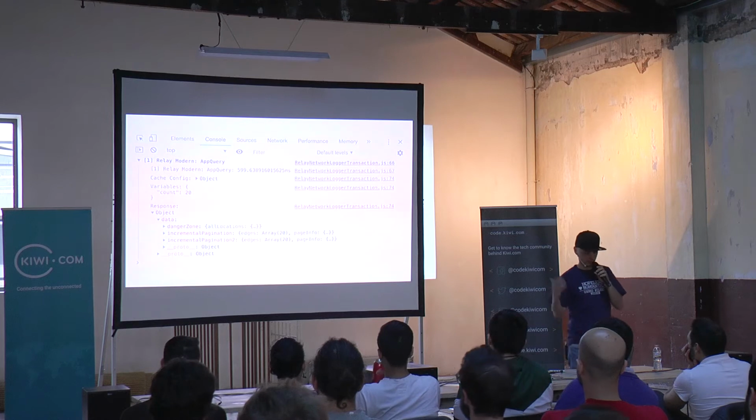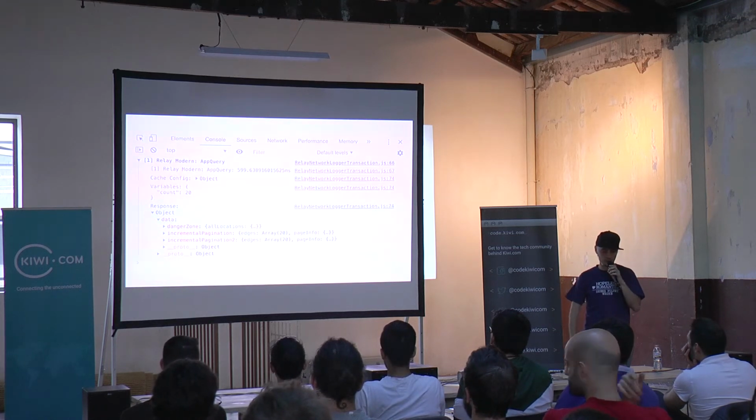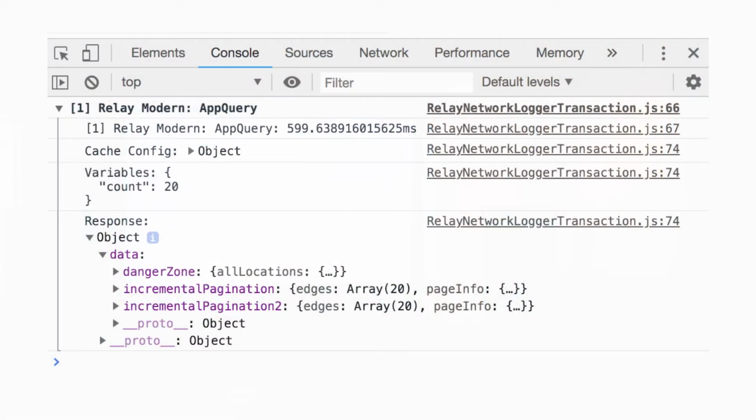One of the examples is the logger. This is something very handy in your Chrome developer tools. So you get some insight what's happening when you are using the GraphQL on the client.